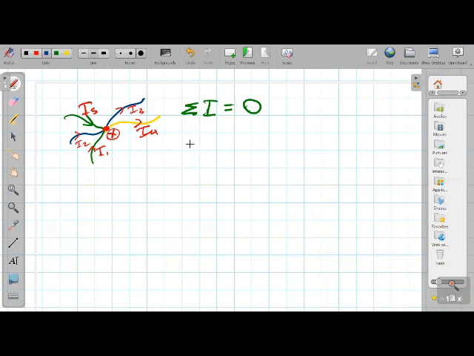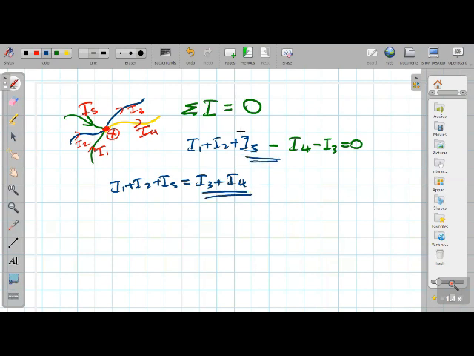So what can I say about that? I1 plus I2 plus I5 minus I4 minus, sorry, I3 equals 0. Or you can write it this way: I1 plus I2 plus I5 equals I3 plus I4. Whichever way you like, you can express Kirchhoff's rule number 1, the current rule, at a junction.